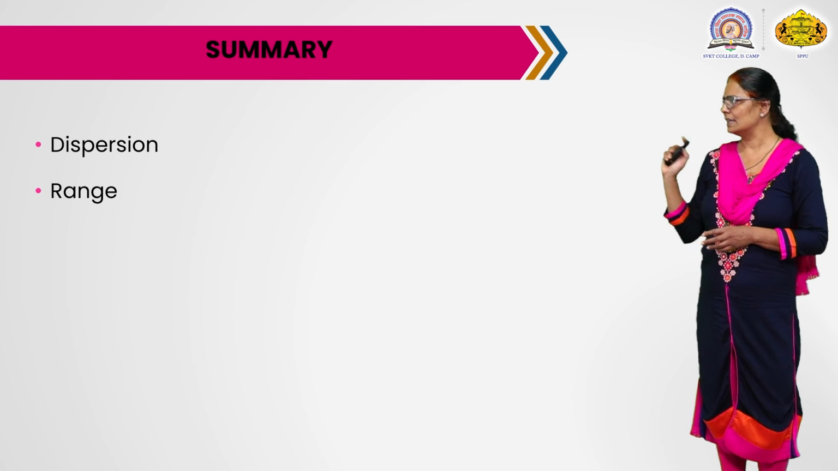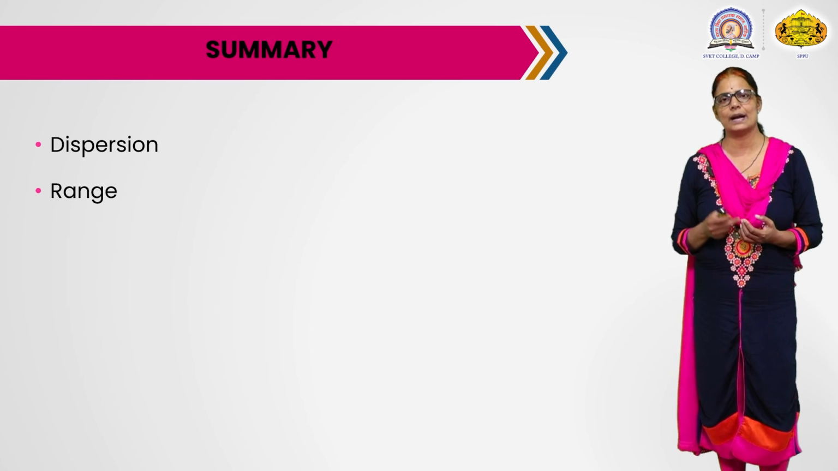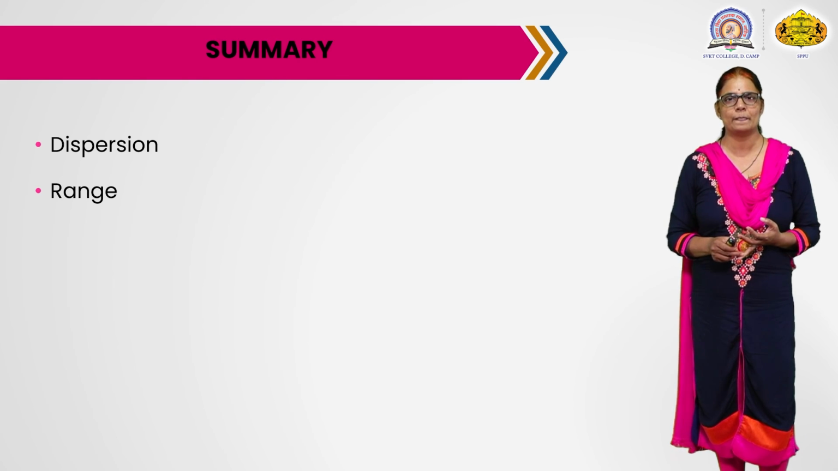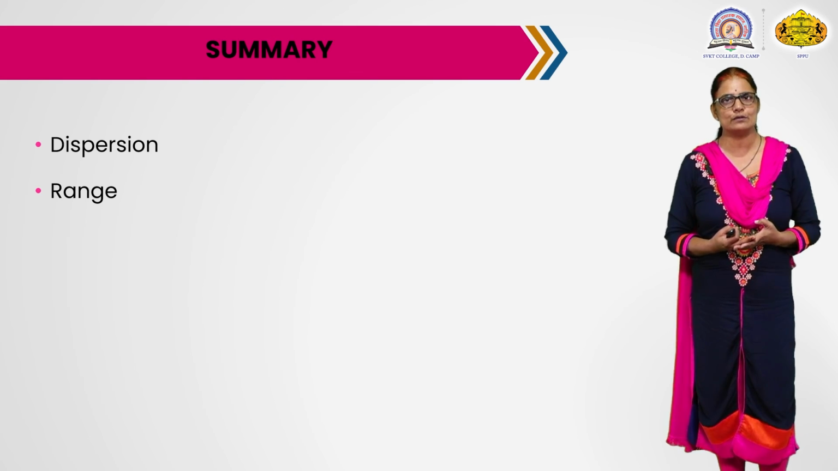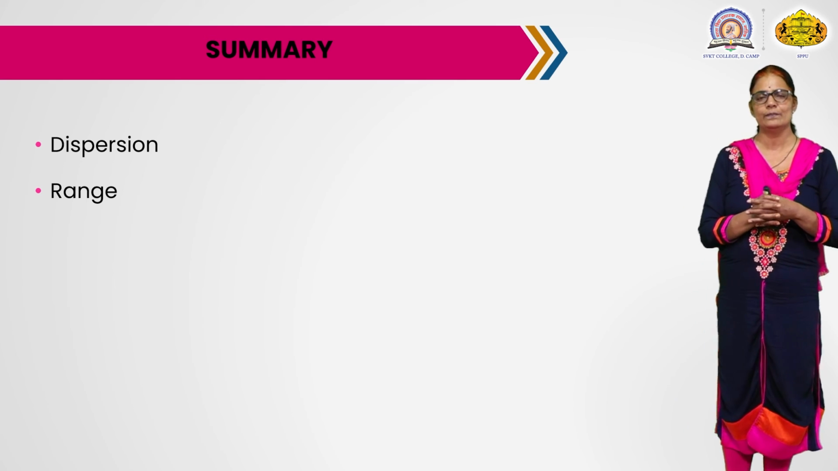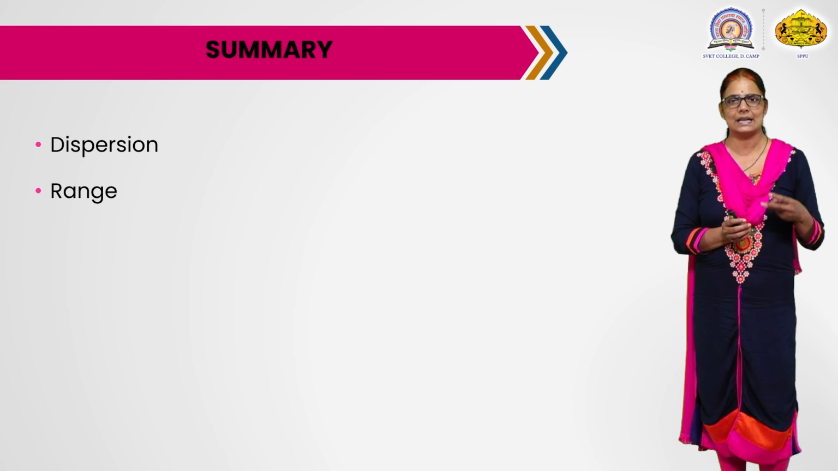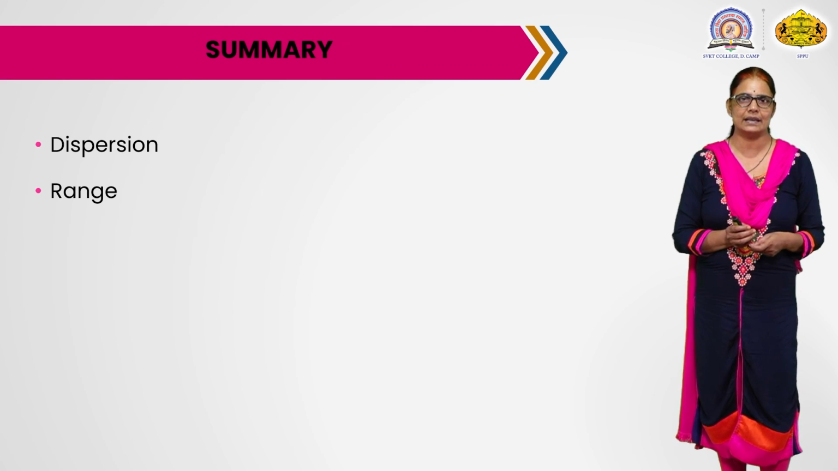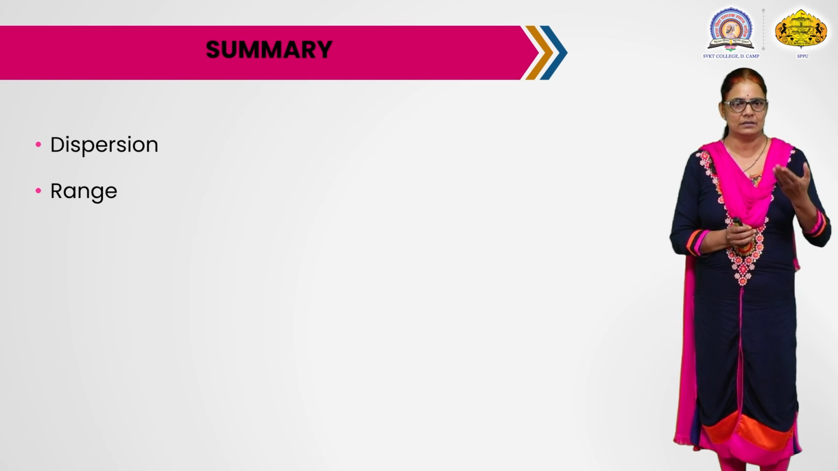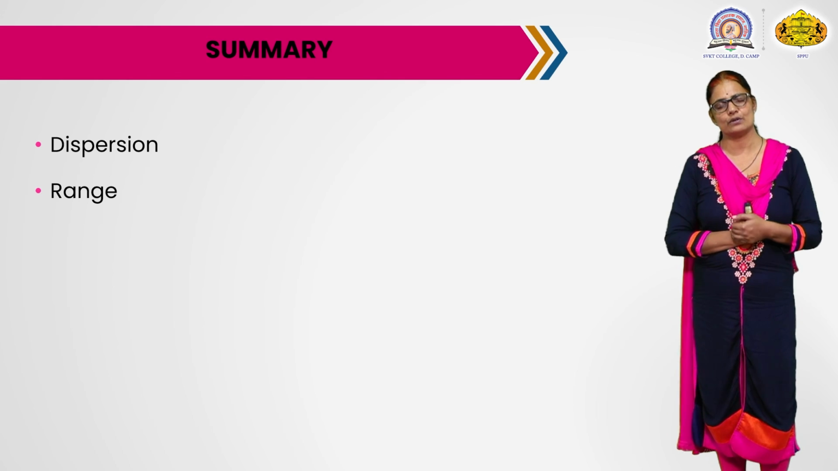So we know that there are different types of dispersion: absolute measure of dispersion and relative measure of dispersion. There are 4 types of absolute measure of dispersion and 4 types of relative measure of dispersion. Absolute measures of dispersion are range, standard deviation, quartile deviation and variance. This is also one absolute measure of dispersion.